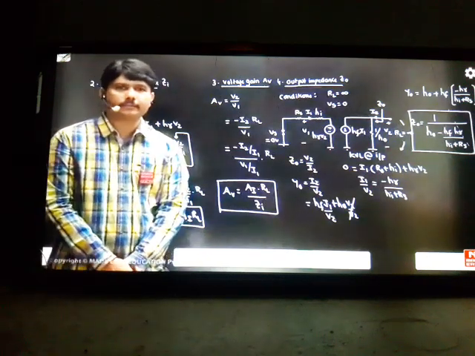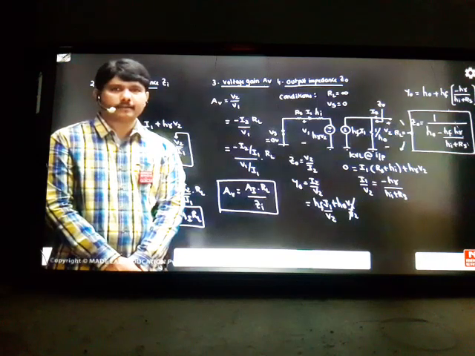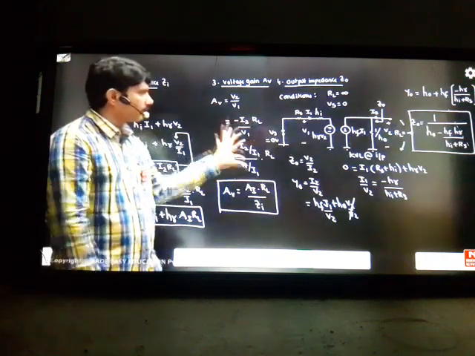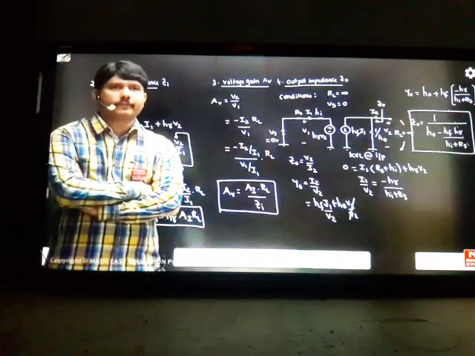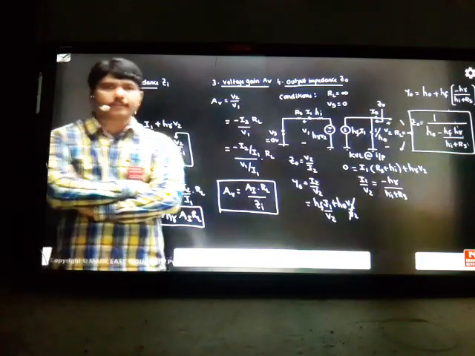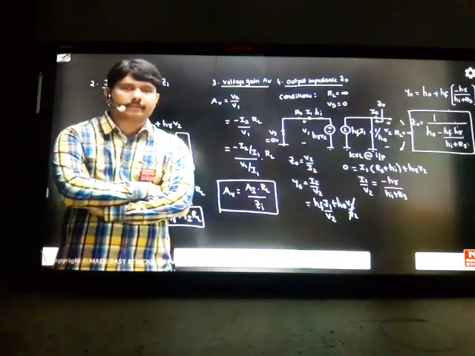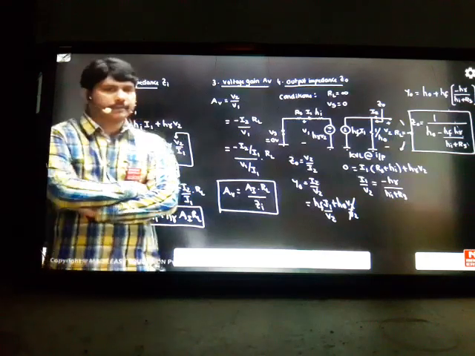Input impedance we calculated, current gain we calculated, voltage gain and output impedance. Nicely, these four calculations should always be in practice. This is the standard knowledge which you can practice. From the exam point of view, most probably exact problems they will not ask you. They'll go for approximation techniques. Exact has only a 5% to 6% chance of being asked. At that time, you should have this great knowledge to answer the question.